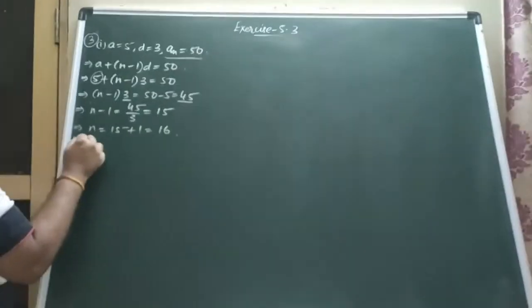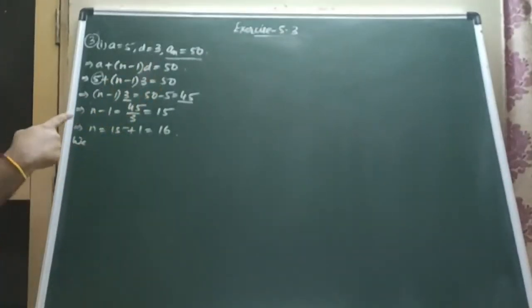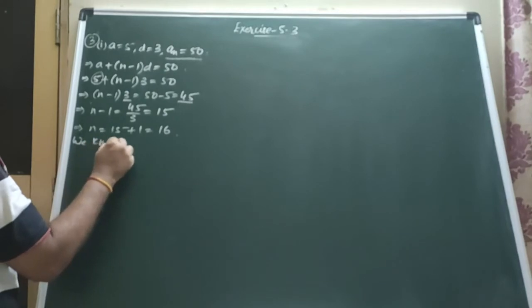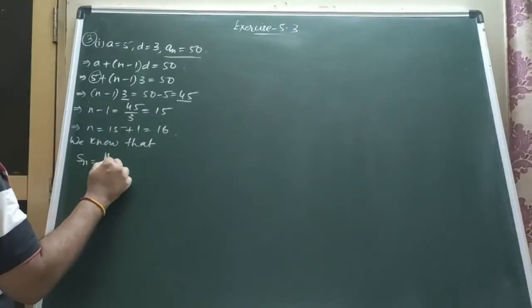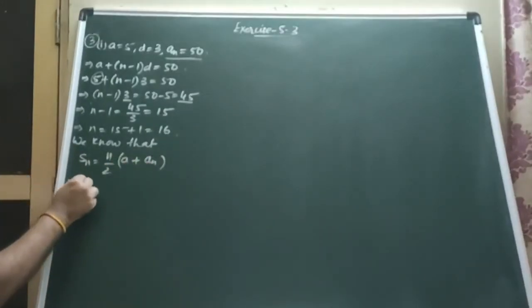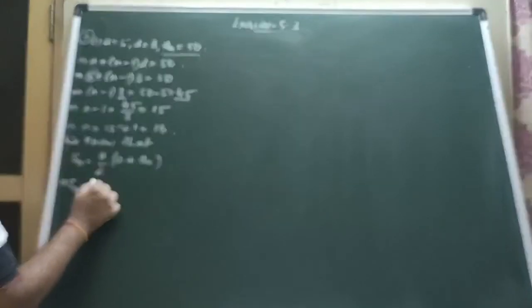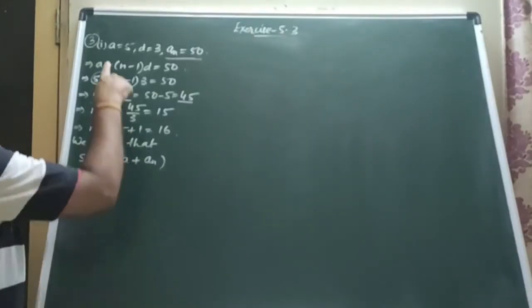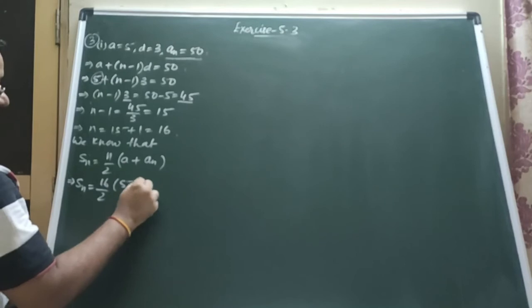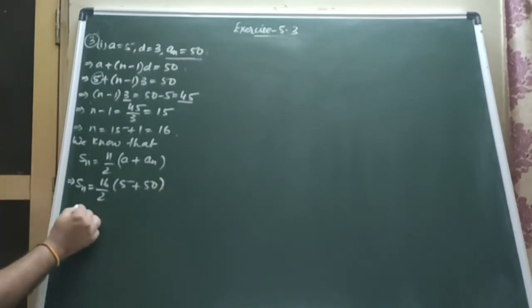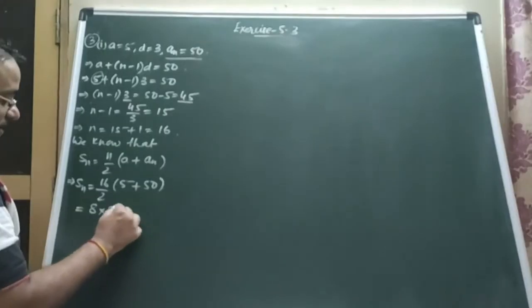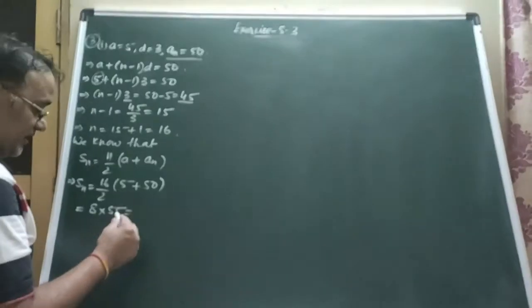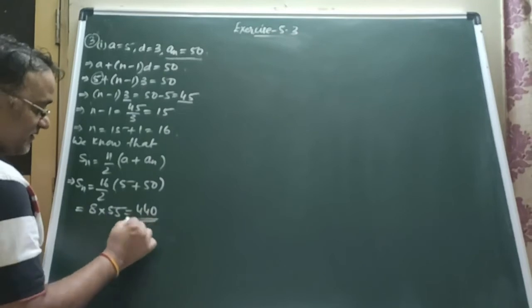Now, because the last term is given, the last term is known to us, so we know that Sn is equal to n upon 2 (a plus an). So this will imply Sn is equal to 16 by 2 (5 plus 50). So 16 by 2 is 8, 50 plus 5 is 55, so we'll get 440. So this is the answer.